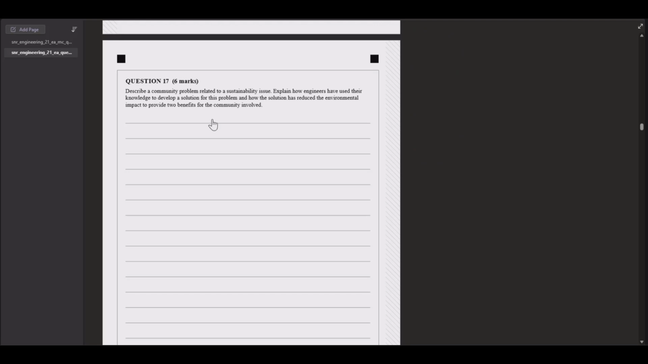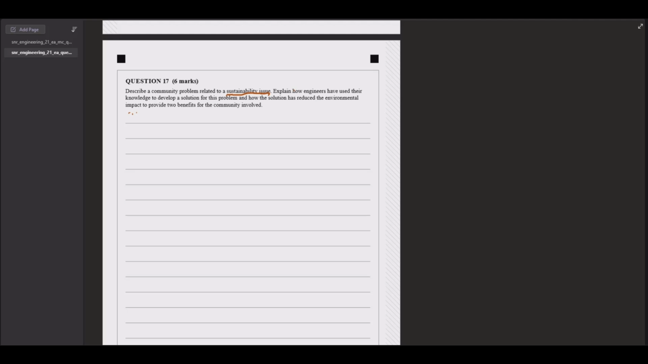Another one of these questions that I absolutely hate. Talking about sustainability issues now. Alright, so I give up. I've already done my external. I was very happy with it. I don't want to do these questions anymore.